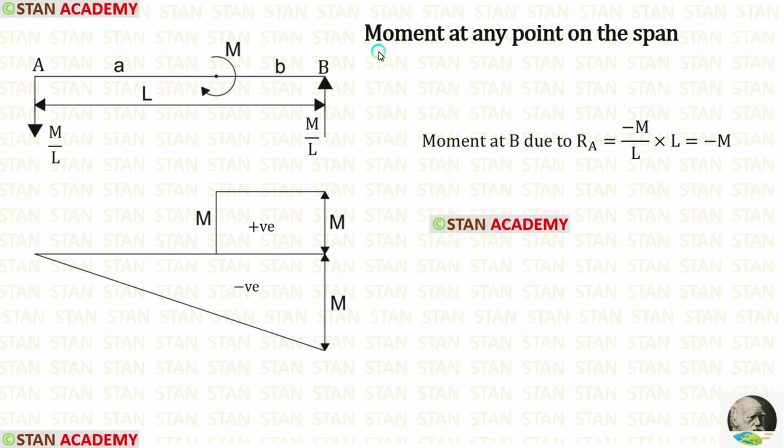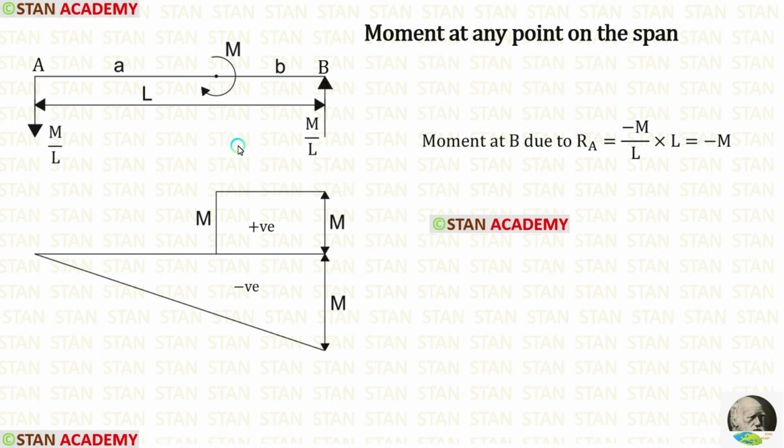Now let us see the next case, moment at any point on the beam. You can see that a clockwise moment is acting at a distance of A from the point A. The reaction at the point A is M upon L, but it will be acting downwards.